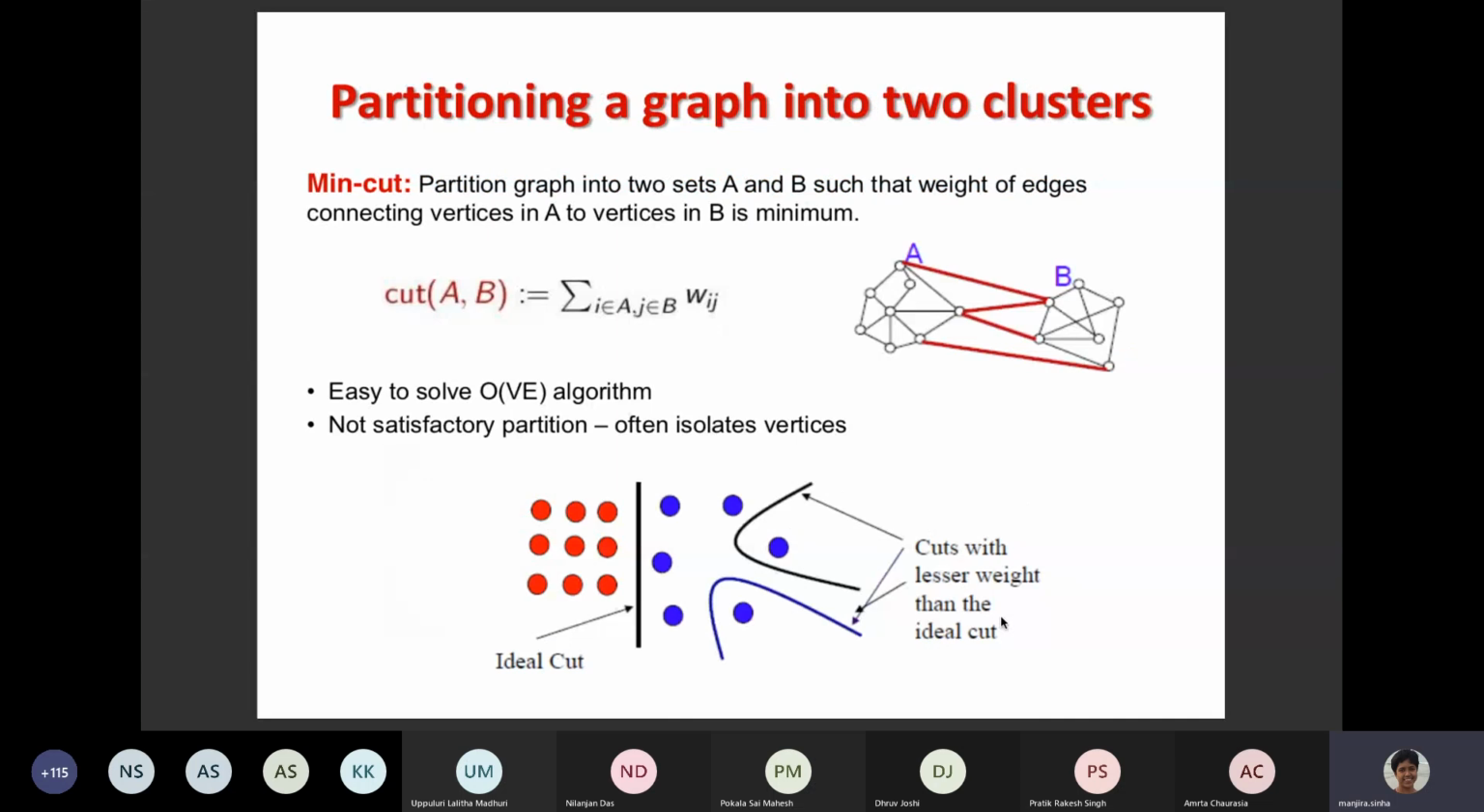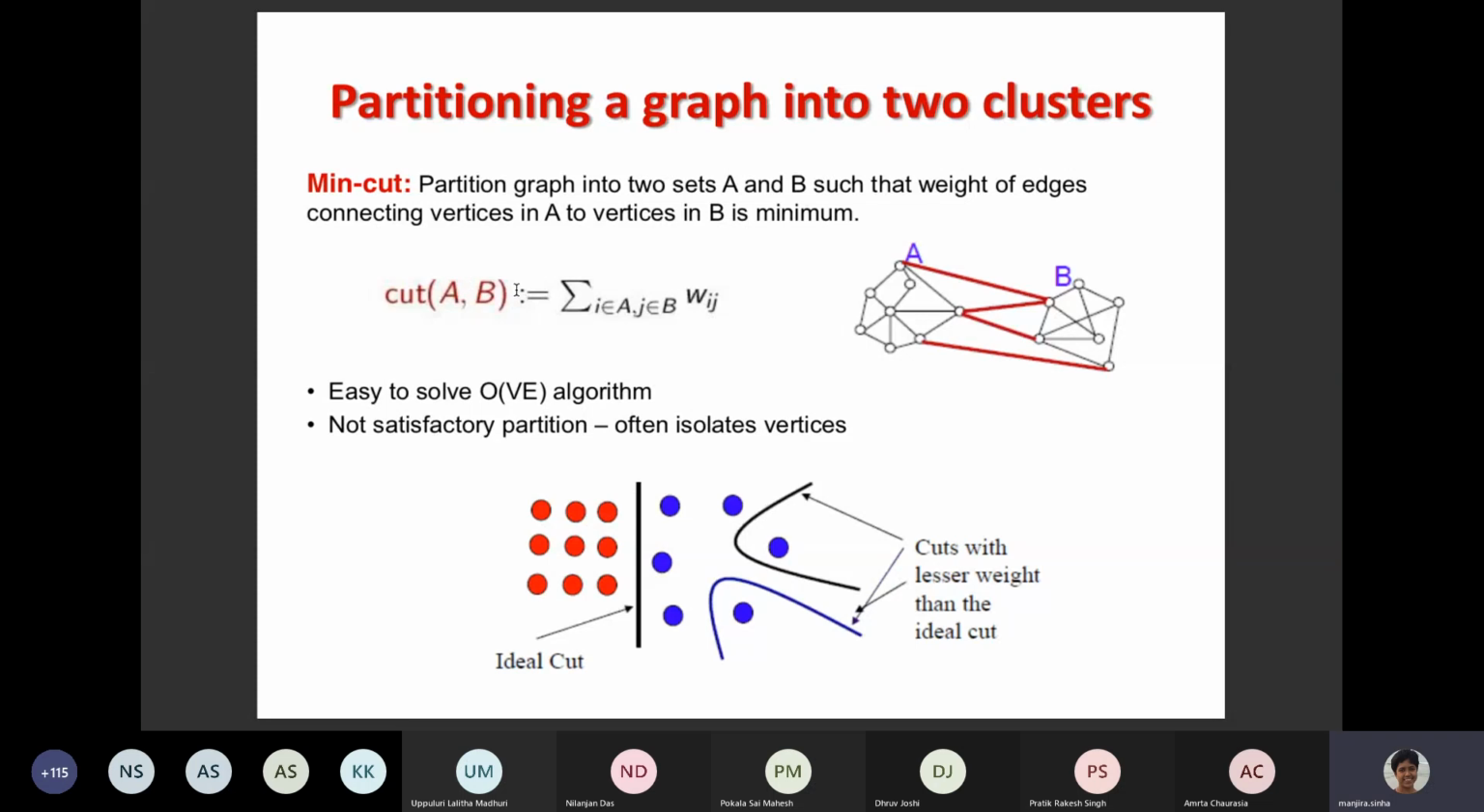Now let us go into graph partitioning. We have seen that we partition graphs generally according to the min cut. What min cut does is partition the graph into two sets A and B such that the weight of the edges connecting vertices in A to vertices in B is minimum. That means inside group A, the sum of the weights of the edges will be greater than across the groups. So I need to minimize these edge weights. That is my min cut.